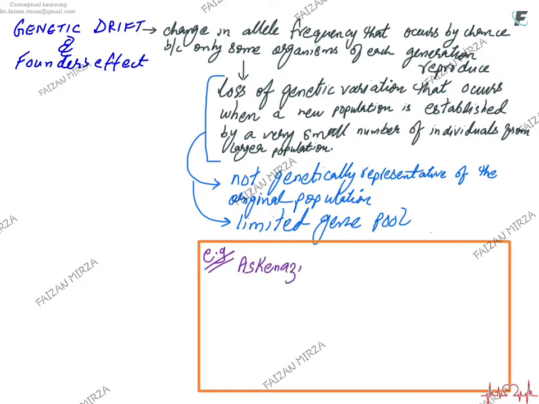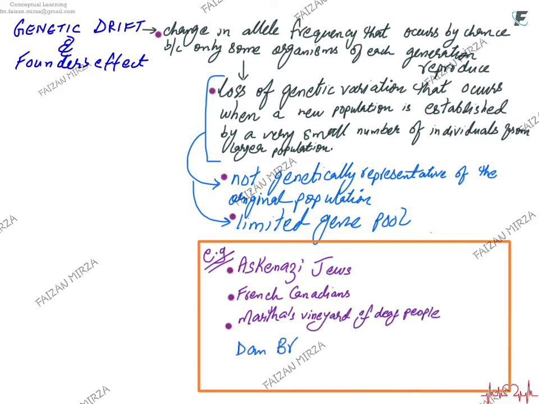For example, you can take some examples of Ashkenazi Jews, or probably the French Canadians, or the Martha's Vineyard of deaf people. These are all isolated populations in which this genetic drift has occurred. And probably you can just refer to Dan Brown's novel Inferno. This is an example that I give in my class. Anyways, I would skip this for now.